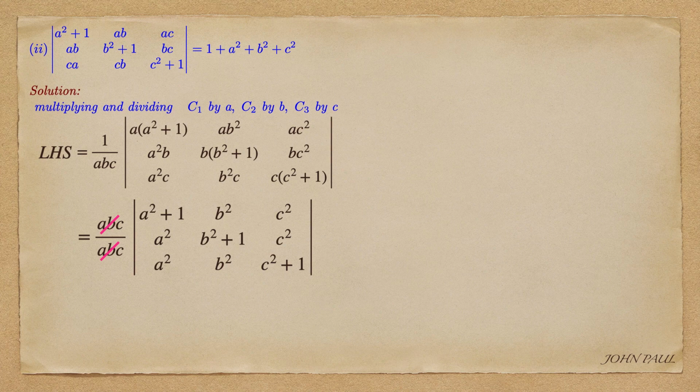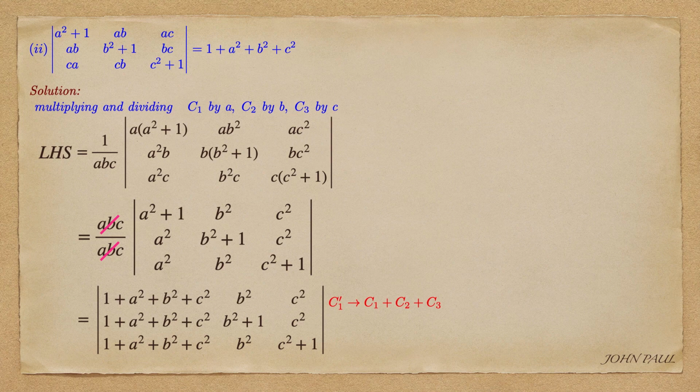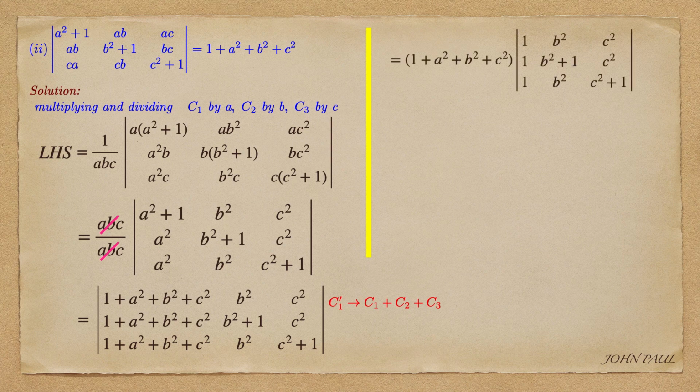Now in this determinant, we will use the column operation C1 plus C2 plus C3. While doing that, we got a common term, that is 1 plus a square plus b square plus c square. We will take this outside the determinant. After getting this, we will use the row operations R2 minus R1, R3 minus R1. By doing this, we will get one side of the determinant as 0, 0, 0. The principal diagonal contains 1, 1, 1.